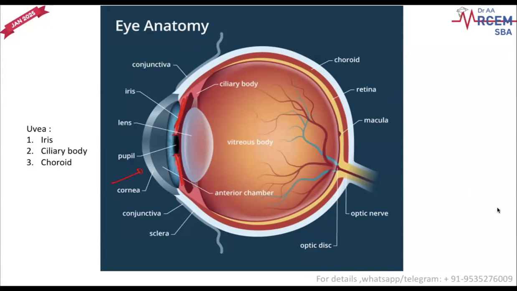Miosis is constriction of the iris, what we were talking about. Behind the pupil, you will be seeing a lens. The lens is attached to the ciliary body. The lens is hung by the ciliary body.